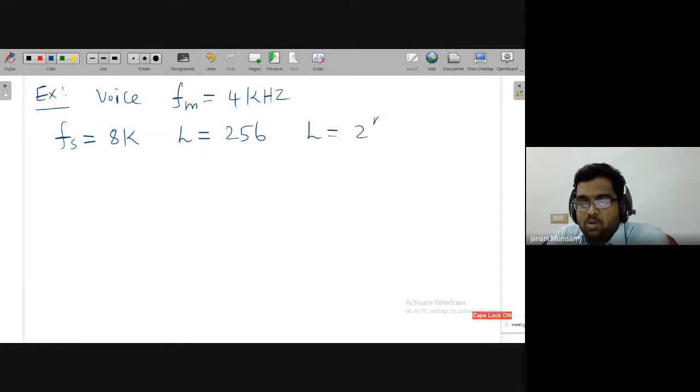Then L is equal to 2 power n. From this, what is n? n is equal to 8. So what is the bit rate? Bit rate is n into Fs.